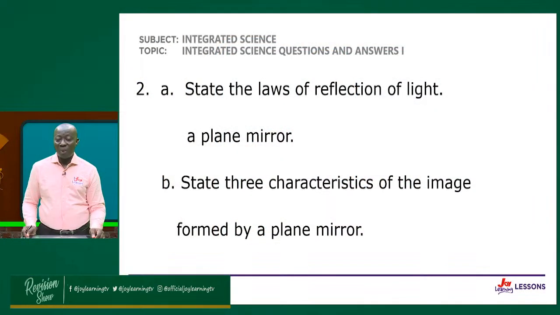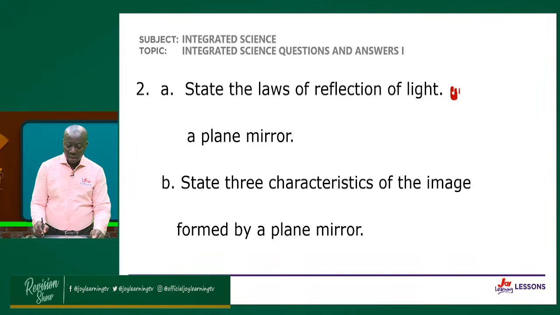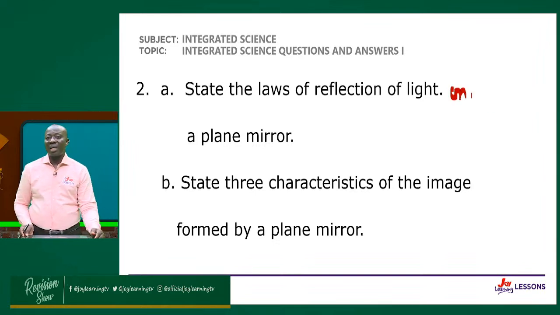So our second question: state the laws of reflection of light. And then the B part also reads, state three characteristics of the images formed by a plane mirror. So we are going to state the laws of reflection of light on a plane mirror. What are the laws?